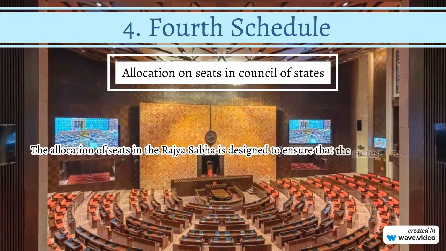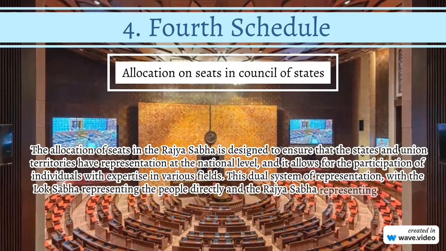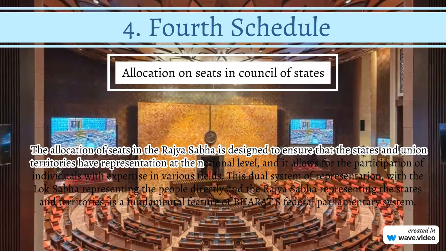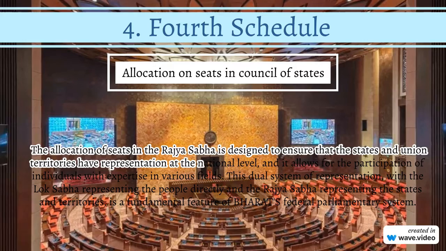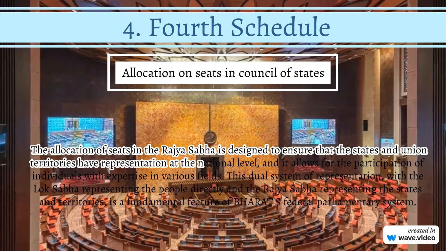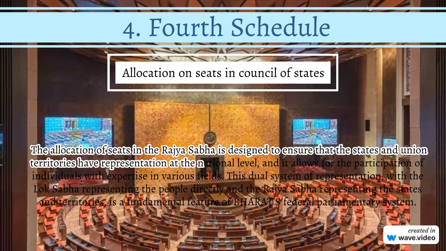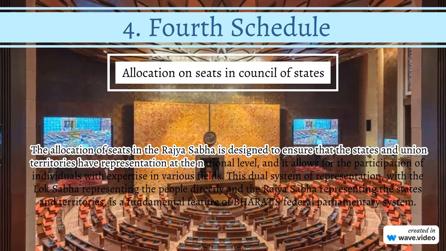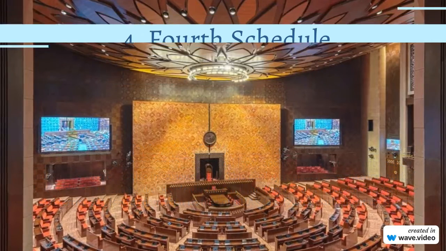Instead, Rajya Sabha members are chosen by the elected representatives of the state legislative assemblies. The allocation of seats in the Rajya Sabha is designed to ensure that the states and union territories have representation at the national level, and it allows for the participation of individuals with expertise in various fields. This dual system of representation, with the Lok Sabha representing the people directly and the Rajya Sabha representing the states and territories, is a fundamental feature of Bharat's federal parliamentary system.